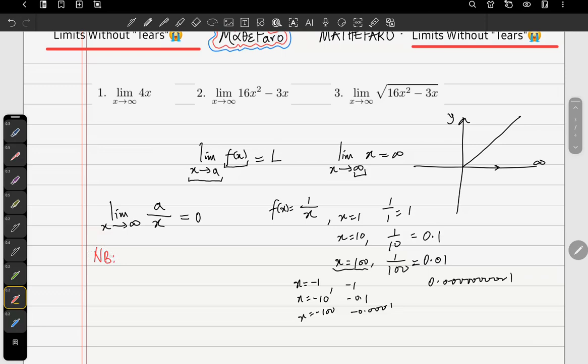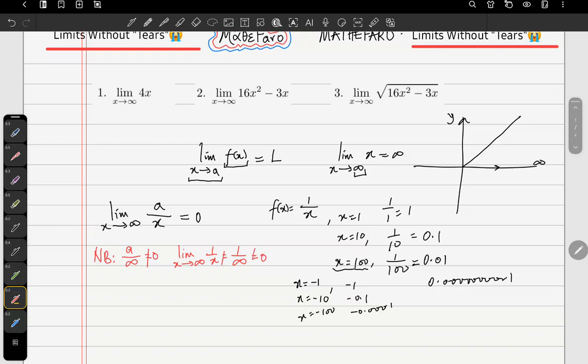Note that this doesn't really mean that a over infinity is equal to 0. We are not saying a divided by infinity is equal to 0. As a matter of fact, I'm not saying that the limit as x approaches infinity of 1 over x is equal, by direct substitution, to 1 over infinity, which is equal to 0. No, that is not what I am saying.